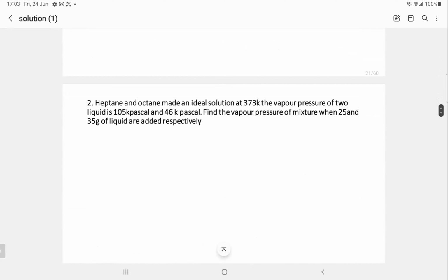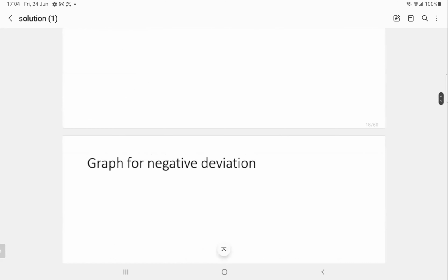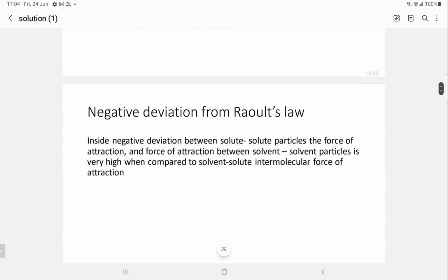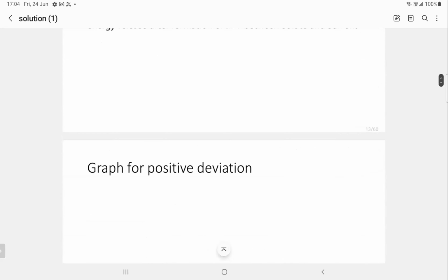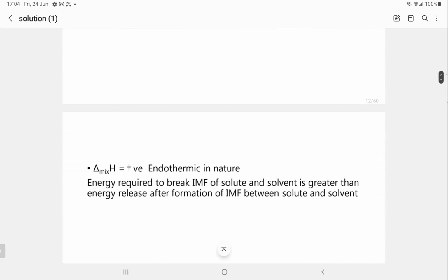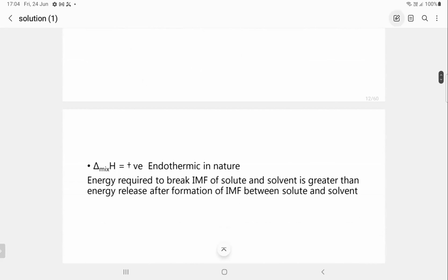Heptane and octane. Did you solve the problem? What answer did you get? Did 72.55 come? Everyone got the value 72.5. Yes. So coming to yesterday's thing, this is where the problem came. This thing is endothermic.